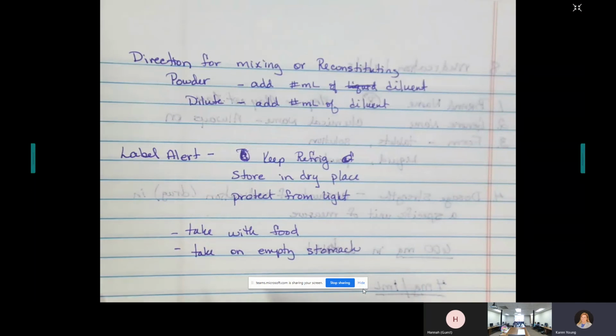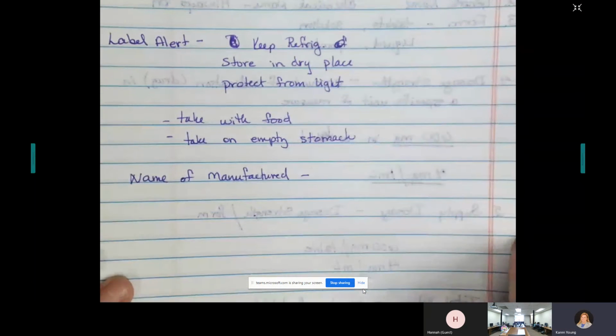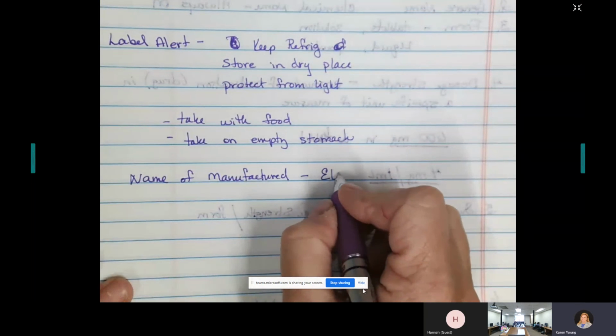Let's see. The name of the manufacturer will be on the label. This would be like Eli Lilly.